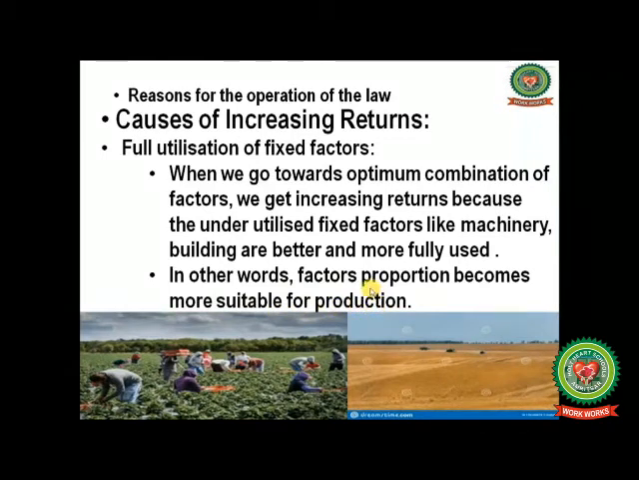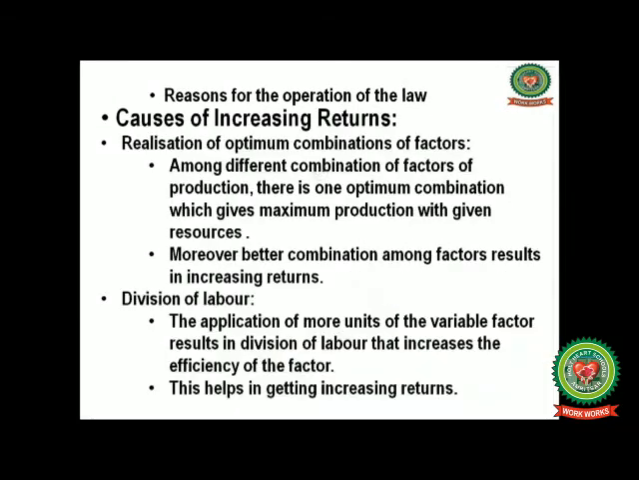Like previously we have discussed, the same piece of land, a 2-acre or 5-acre piece of land, remains the same, but the number of laborers is increased on the same piece of land. Next is another cause of increasing returns: realization of the optimum combination of factors.